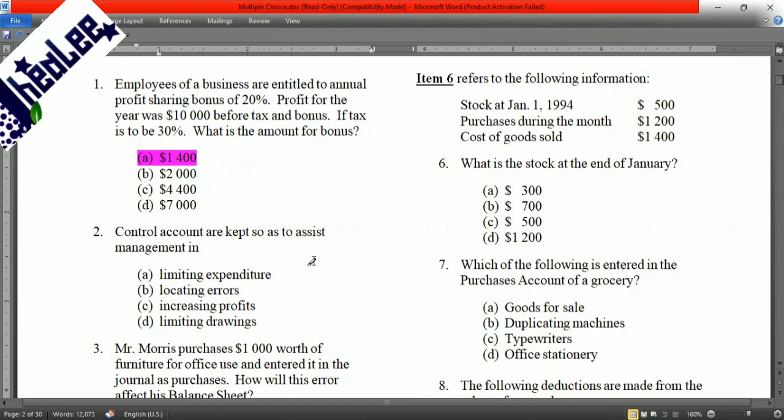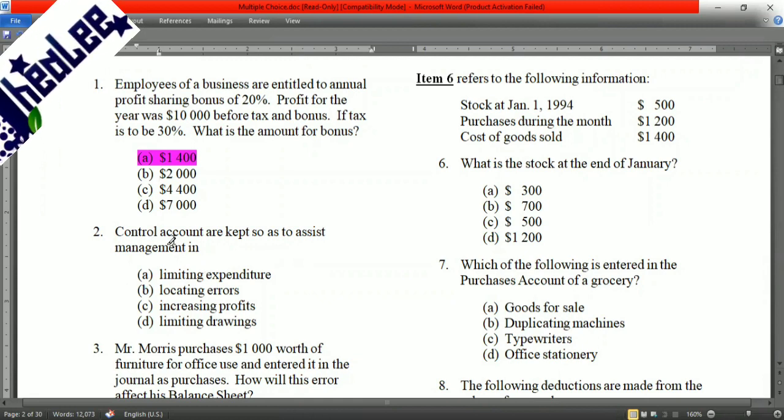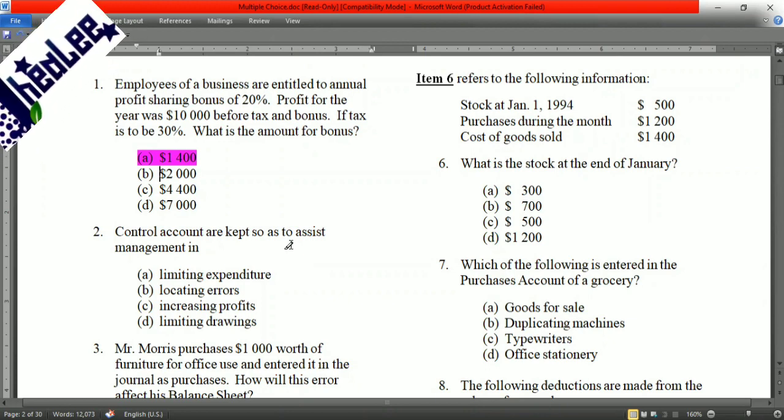Next question. Control accounts are kept so as to assist management in, and this is looking at the purpose of the control account, or you could say benefits of preparing a control account, or it could have been referred to as an advantage of preparing control accounts. And the best response there is locating errors.